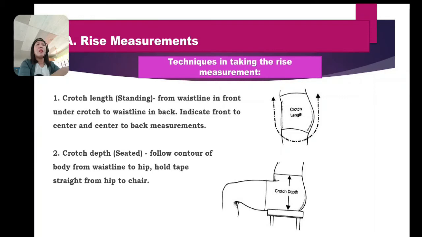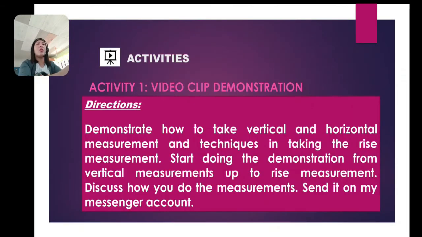For sitting position or a seated position, follow contour of body from waistline to hip, then hold tape straight from hip to chair, from the base of the chair. So as shown on the picture, you can easily measure your rise measurements or your crotch measurements on a seated position. So any question?